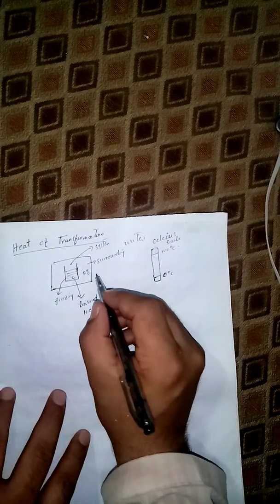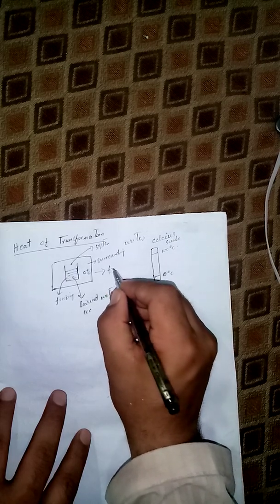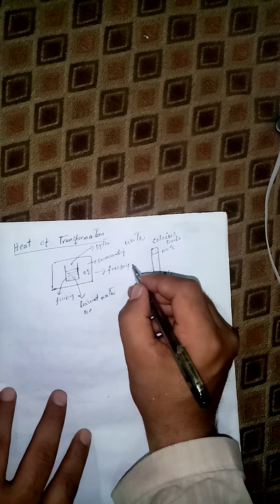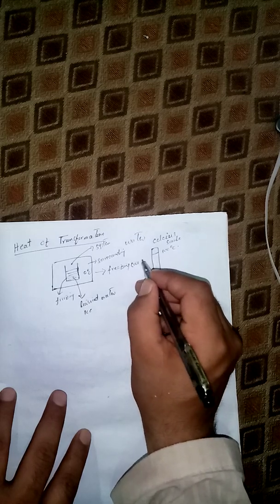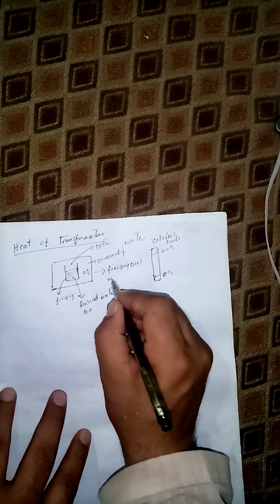So at 0 degree Celsius, the water has two states now. One is freezing water, which is ice, and the other one is melting water, which is liquid.